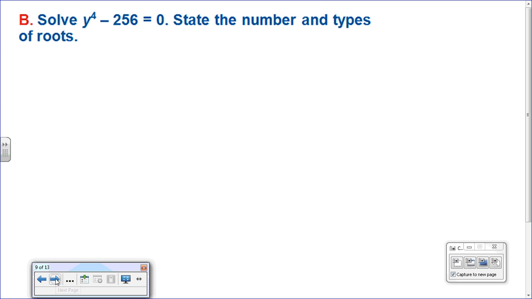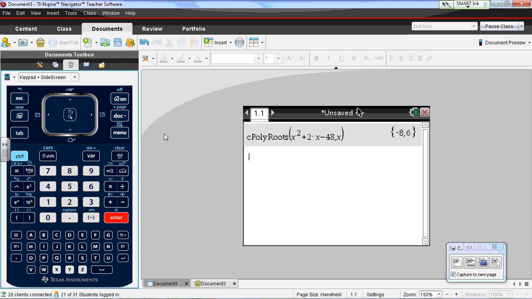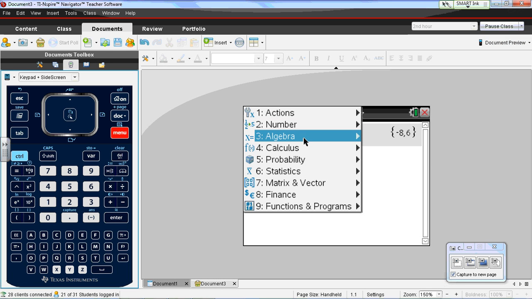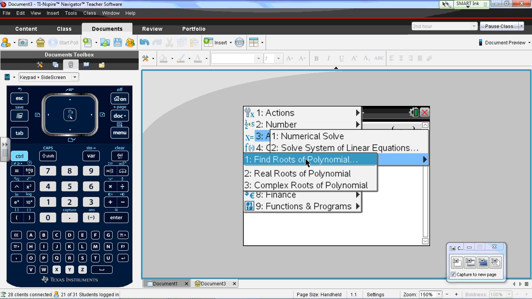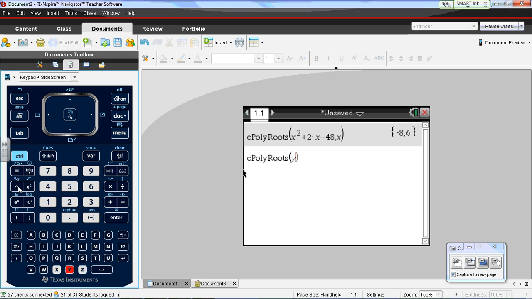Let's take a look at our next example. You'll see something like this. Pull up the calculator and use it. y to the fourth minus 256. So once again, algebra, polynomial tools, complex roots. That was y to the fourth, make sure to go over, minus 256. Comma, our variable this time is y. Enter. All right, let's take a look at what we've got here: -4, -4i, 4i, and 4.